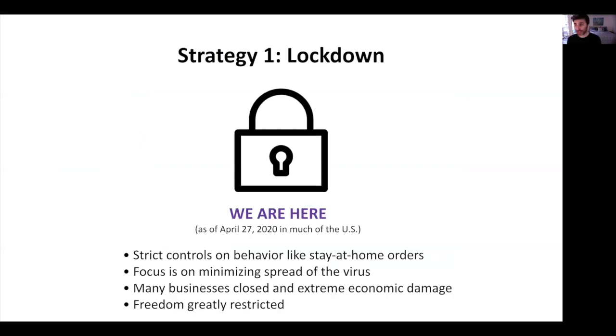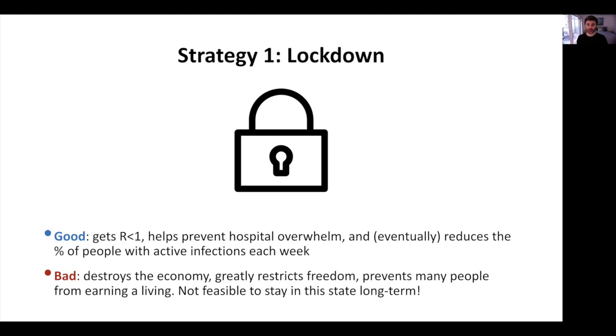Okay, so this takes us to the first strategy that we can use. And this is the strategy that I refer to as lockdown. And this is where we are right now, at least on April 27th in New York City. And it involves strict controls on behavior, like stay-at-home orders. The focus is on minimizing the spread of the virus, but many businesses close, extreme economic damage, and freedom is greatly restricted. And what's good about this is it gets R below 1, hopefully well below 1, and so it reduces the number of people infected each month.